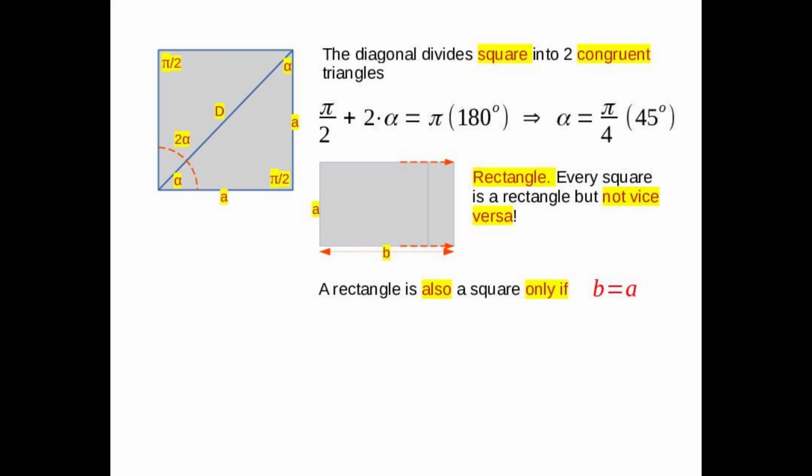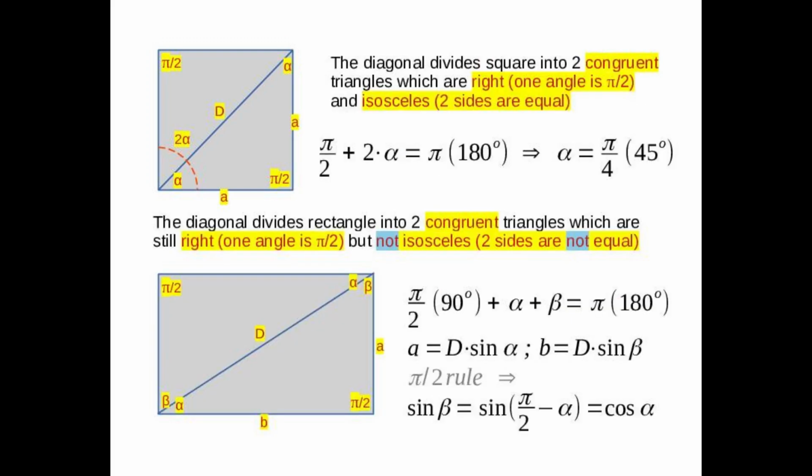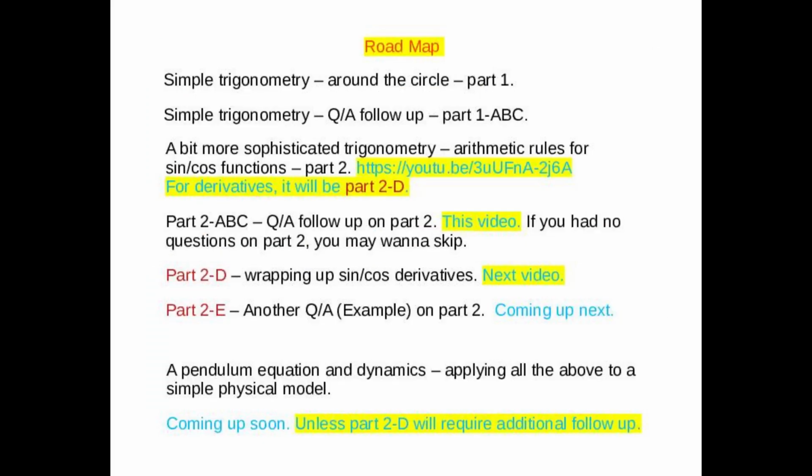A diagonal also divides rectangle into two congruent triangles, but here is the difference. A square is divided by diagonal into two congruent triangles, which are right-angled, pi by 2, and isosceles, two sides are equal. A rectangle, though, is divided into two congruent triangles which are still right, but not isosceles, two sides are not equal. Some equations in the right bottom corner. Refer to Part 1 and especially Part 1-ABC, links below.